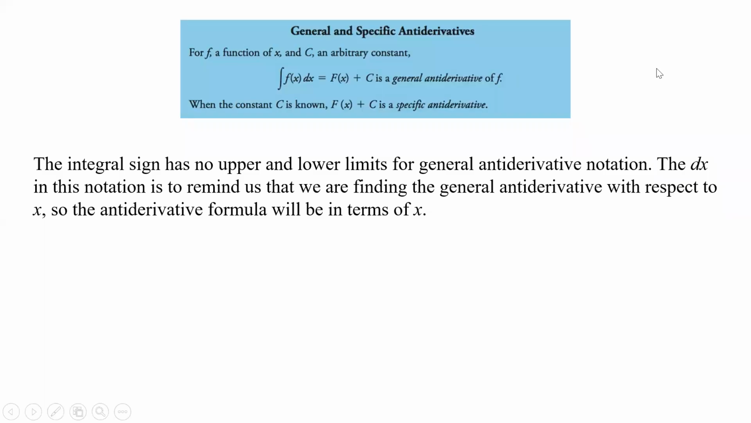All right, so this is more about some of the C function we just talked about a little bit ago, or C is part of the function. And we're going to look at general and specific antiderivatives. So if we have a function f again, in terms of x, and c, which is an arbitrary constant, then if we take the integral of f of x dx is equal to F of x plus c, that's called a general antiderivative of f.